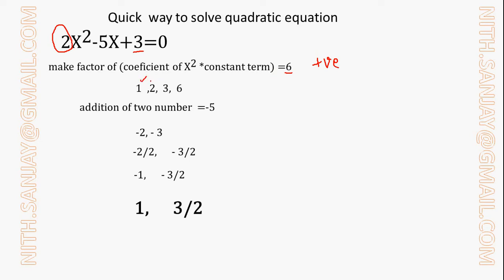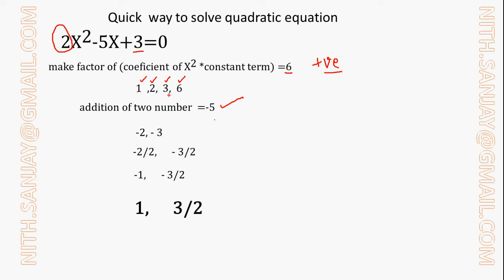1, 2, 3 and 6. These are the factors of 6. Now I will take a pair of numbers from these factors whose addition is equal to -5. Okay, now I have to take two numbers out of these numbers whose product will be 6 and whose addition will be -5. So because the product is positive, both the numbers will be either negative or positive. Okay, so I have many options.